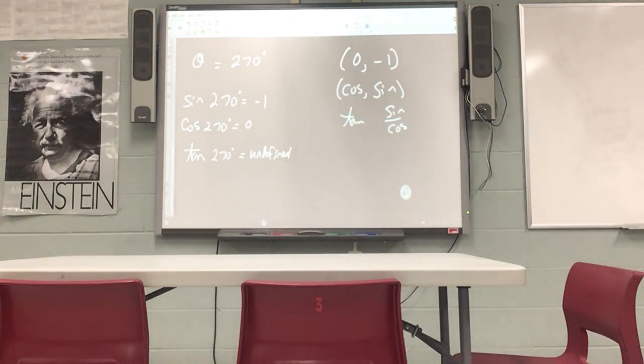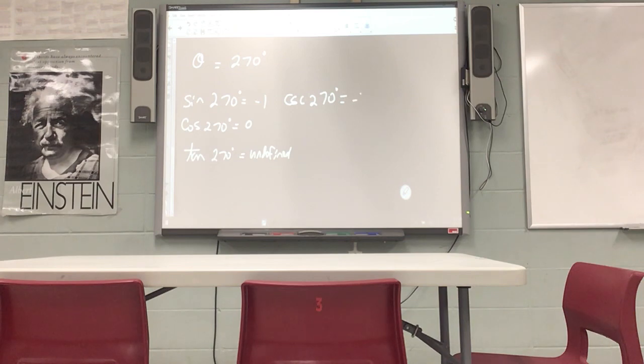Okay? All right, so now for our reciprocals. These are not on your unit circle. Let me erase so I've got room to write these. So the cosecant of 270, what's the reciprocal of -1?